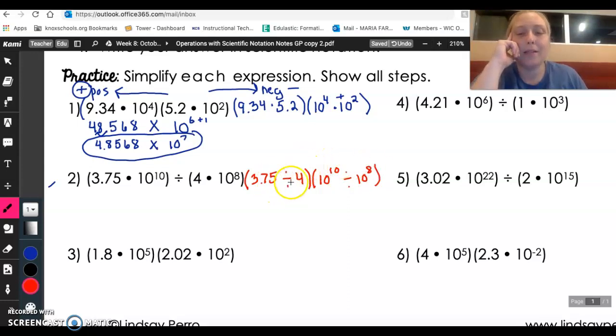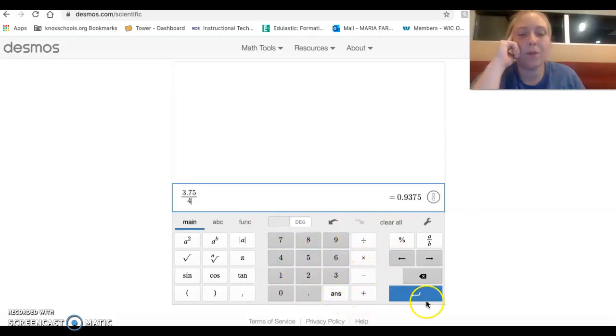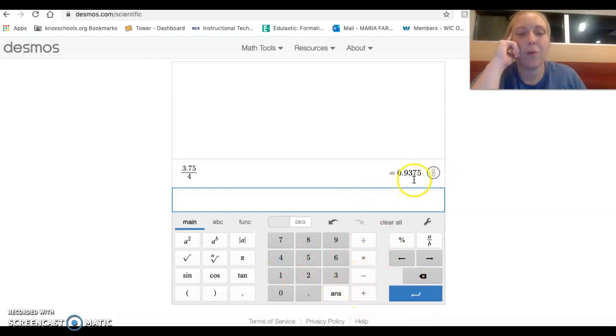The second step is to divide the constants by themselves. I'm going to use my calculator. I have 3.75 divided by 4. Make sure I clear this one out. 3.75 divided by 4, and that equals 0.9375.